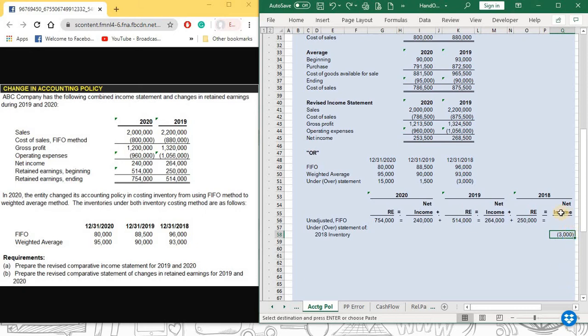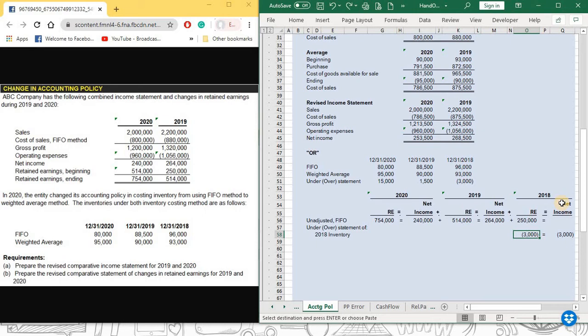And then, since the net income in 2018 is closed to retained earnings, it means that the net income that was closed to the 250,000 retained earnings at the end of 2018 is also overstated by 3,000 pesos. So in order to convert the retained earnings of 250,000 pesos to weighted average computation, we need again to deduct 3,000 pesos from the 250,000 retained earnings.